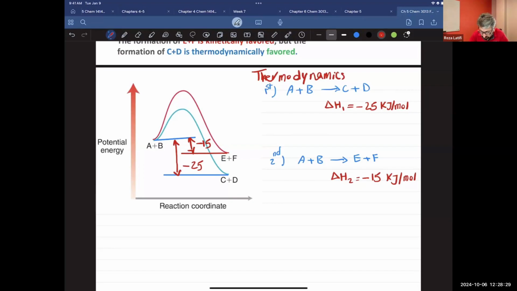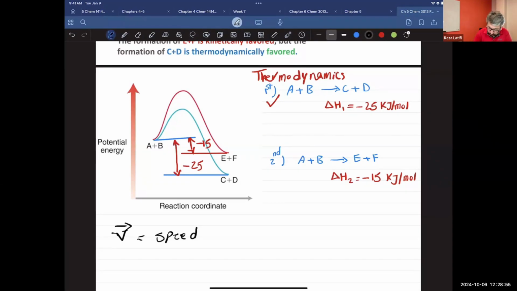Thermodynamics is favoring the first product. That's thermodynamic. It doesn't say anything about the speed of the reaction. It's favoring the C and D product. Now, how about which reaction is faster? Now we're talking about velocity. We want to know the speed, the speed or velocity of the chemical reaction.